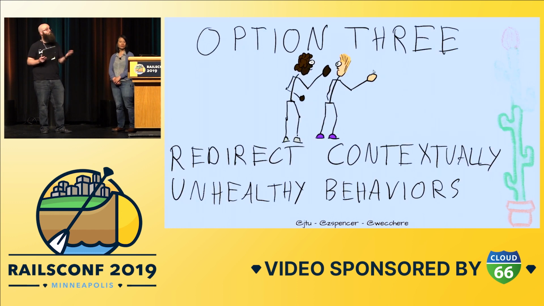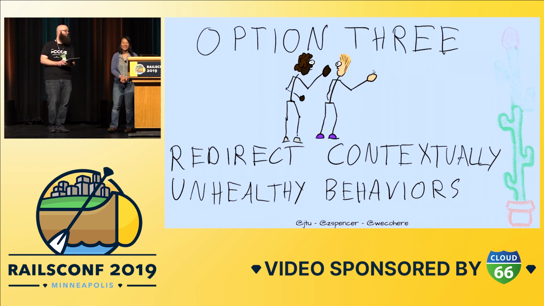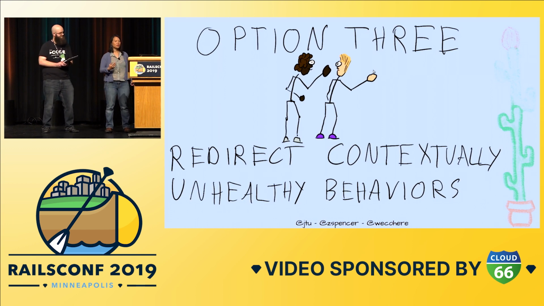Option 3, redirecting contextually unhealthy behaviors. Sometimes we might have to set a firmer boundary. Perhaps something is not merely off-putting or frustrating, but is costing the team significant time and attention. Here's an example that I encountered with one of my coaching clients. This person had a team member who was frequently blocking merges because the design was not as usable as it should be for the user.